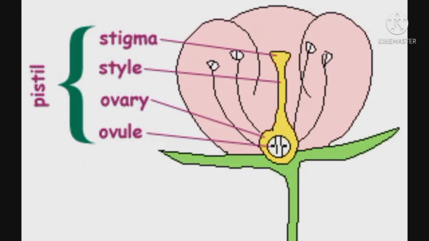Pistil is present in the center of a flower and is the female reproductive part. It is made of three parts. The swollen bottom part is the ovary, the middle elongated part is the style, and the terminal part, which may be sticky, is the stigma. The ovary contains ovules and each ovule has an egg cell.